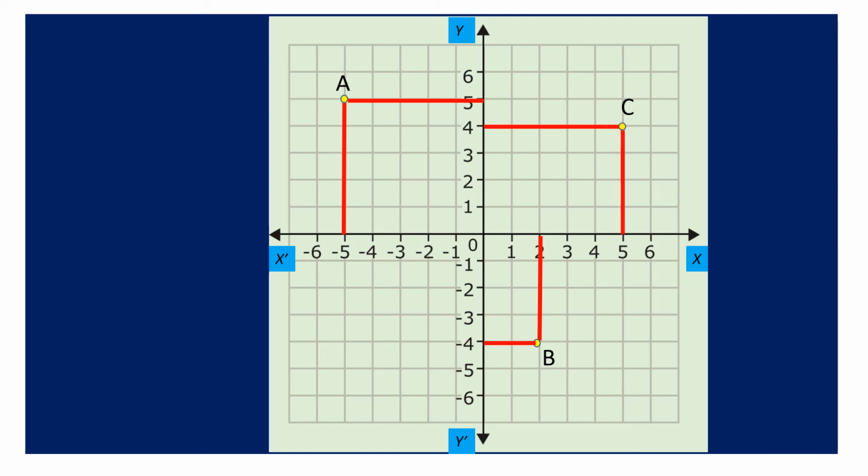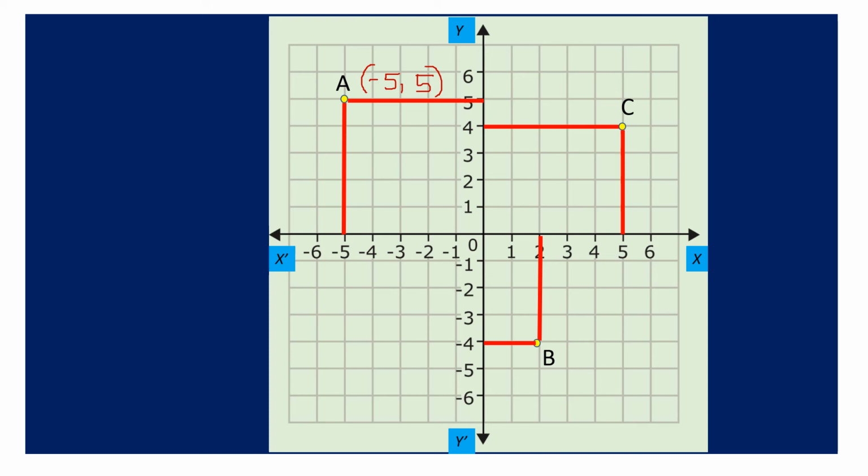Yes, so here you can see that A is on the x-axis. What is the x coordinate? Minus 5. A is at minus 5, right? So minus 5 will be the x coordinate. And what will be the y coordinate? It's at 5 on the y-axis. So minus 5, 5 will be the coordinates of the point A, right?